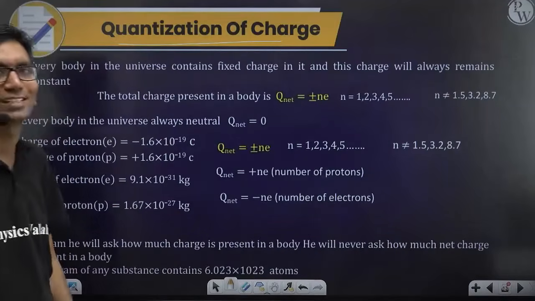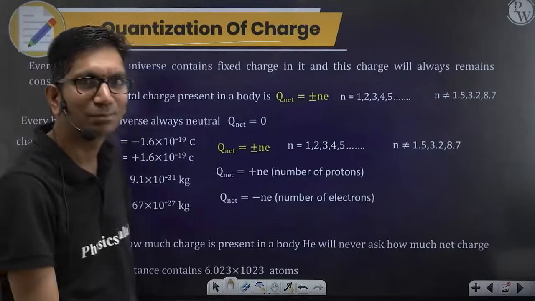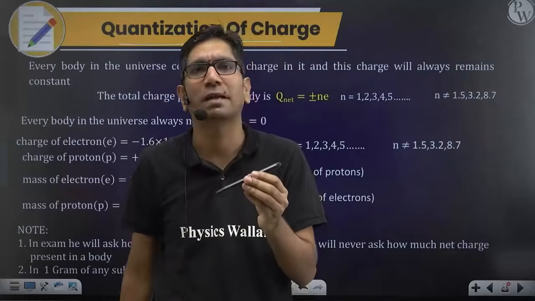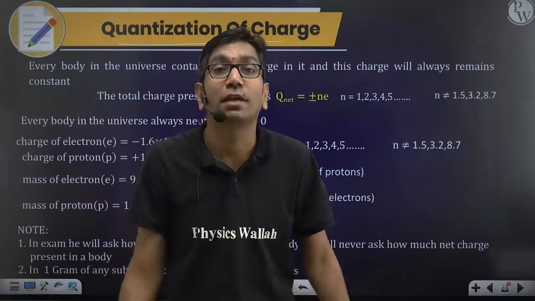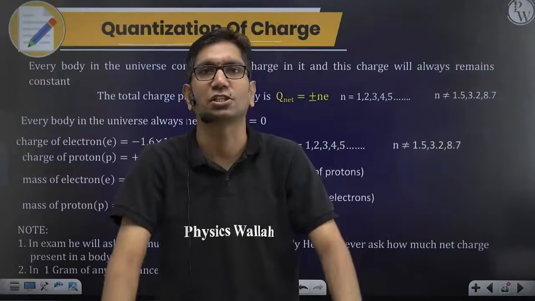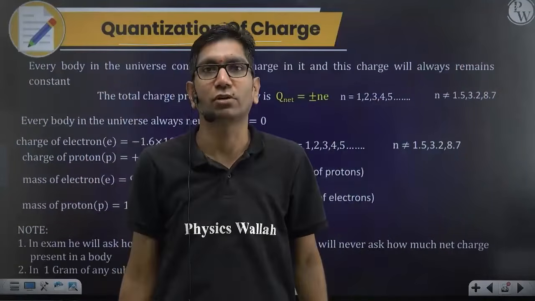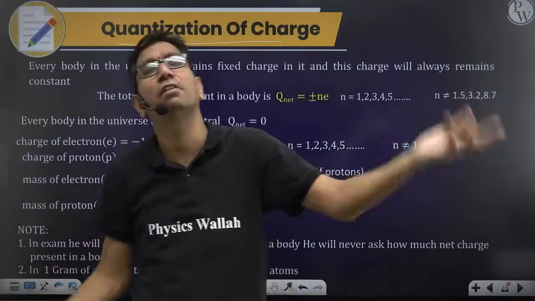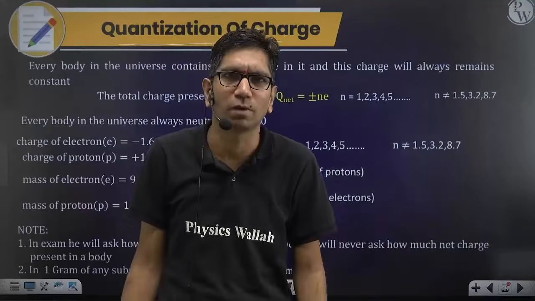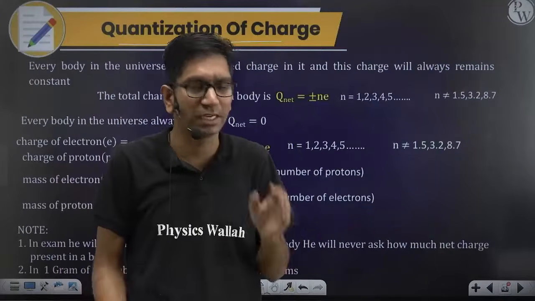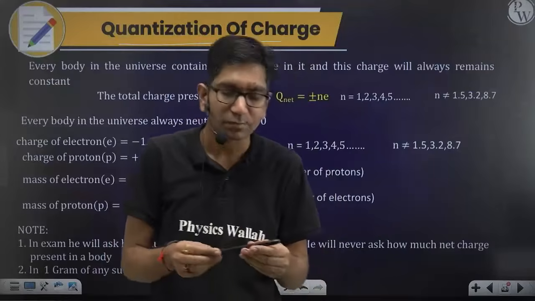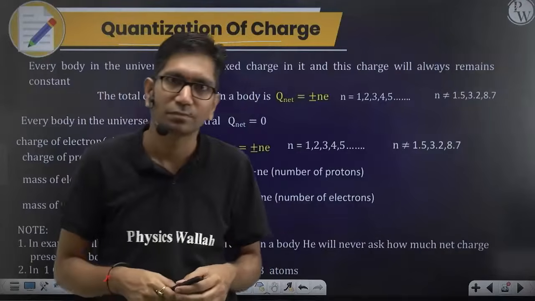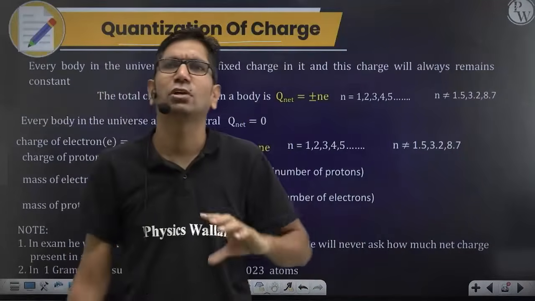Quantization of charge. What is this exactly? Can anyone tell me what is the charge present inside this pen? Each and every body in the universe contains some fixed charge. Small bodies have a small charge, larger bodies have a heavy charge, but they are neutral overall, no problem. The pen is a smaller object, so it has a lesser amount of charge, correct? A book is somewhat bigger, so it has some more charge.